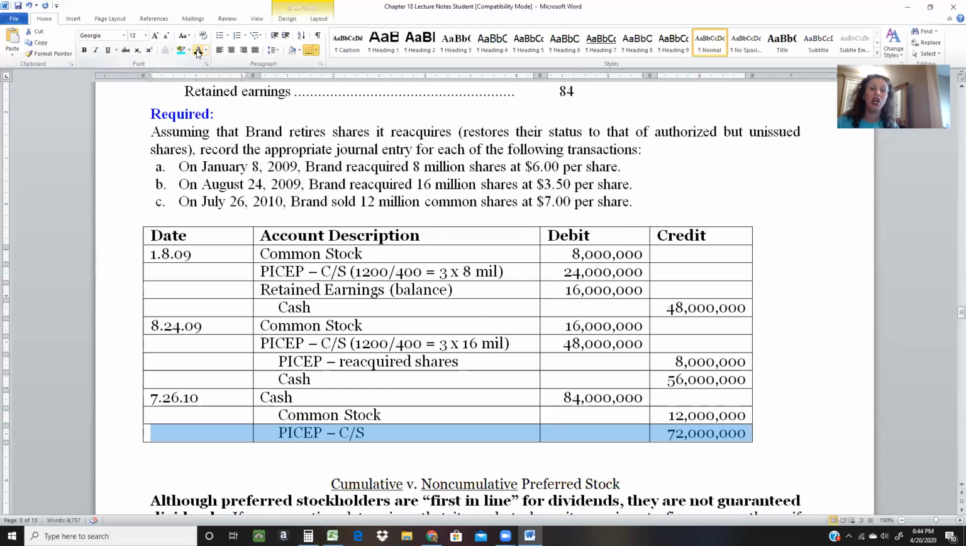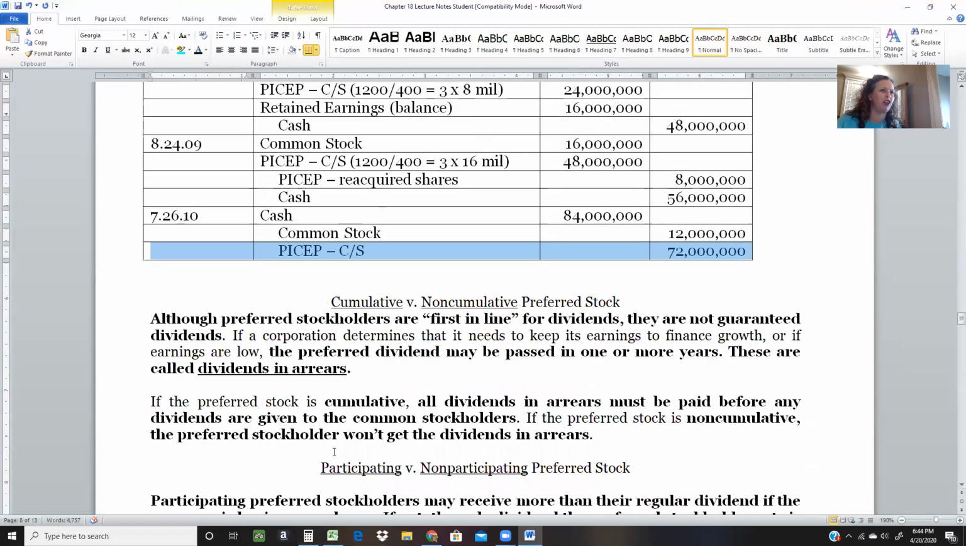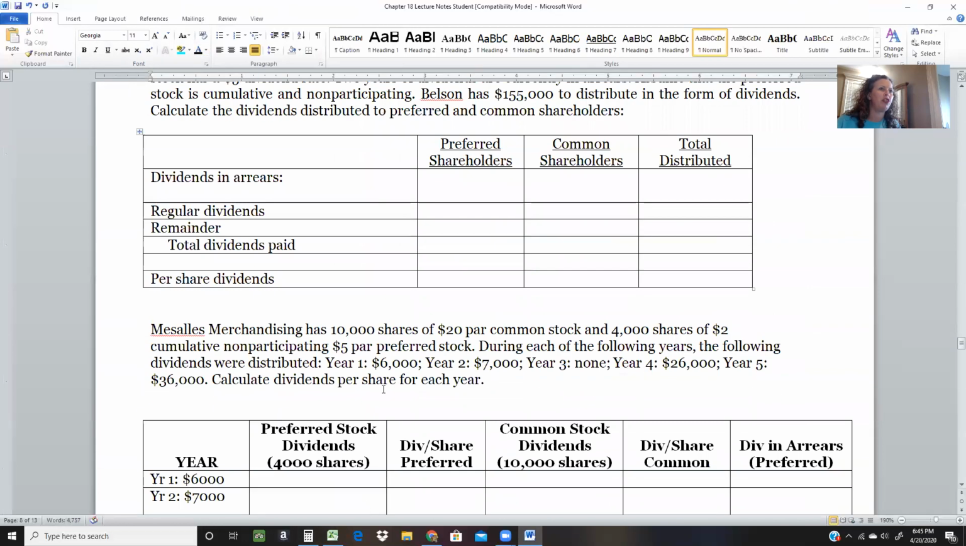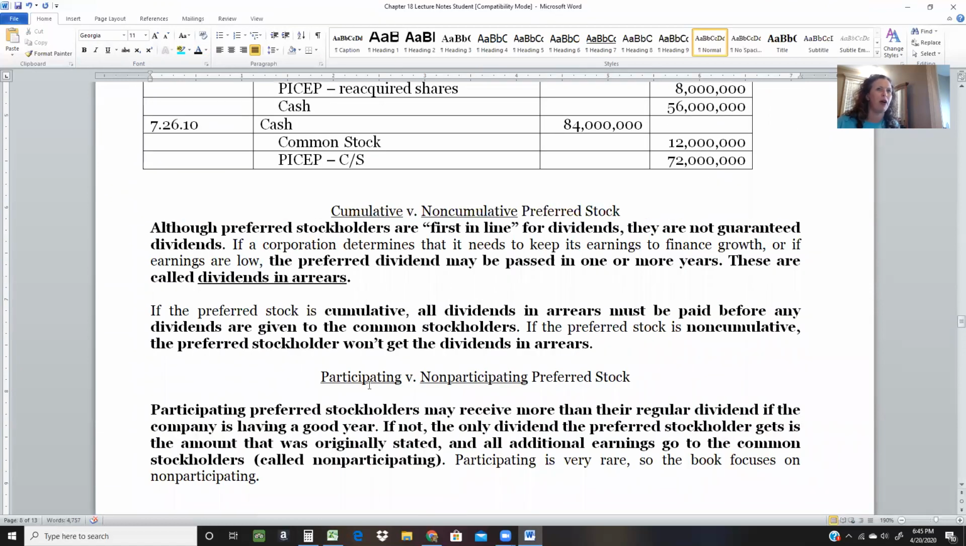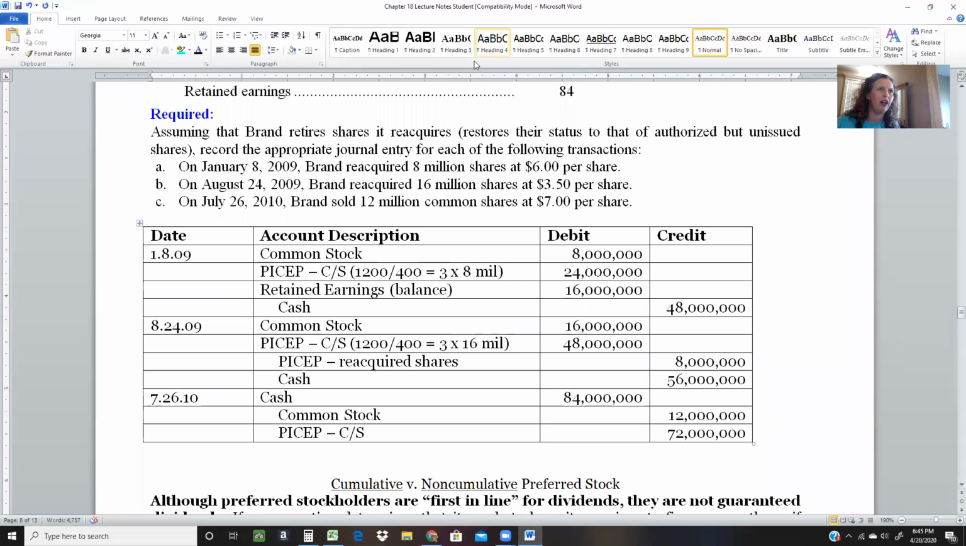So this is a decent place to stop. The next thing we're going to do is start paying dividends. We're going to do cumulative versus non-cumulative when we're talking about our preferred dividends. And so we'll stop there. So you're ready for the first half of the chapter 18 homework. I hope you guys are doing well, and I'll talk to you soon.